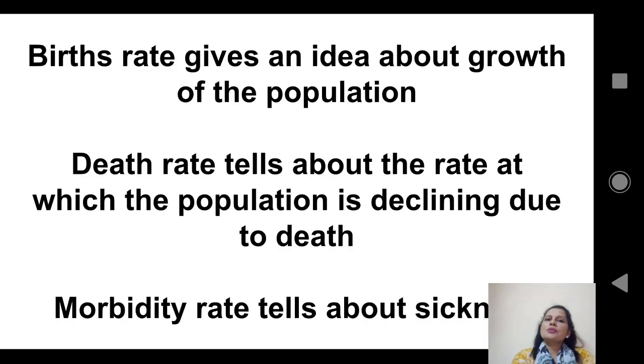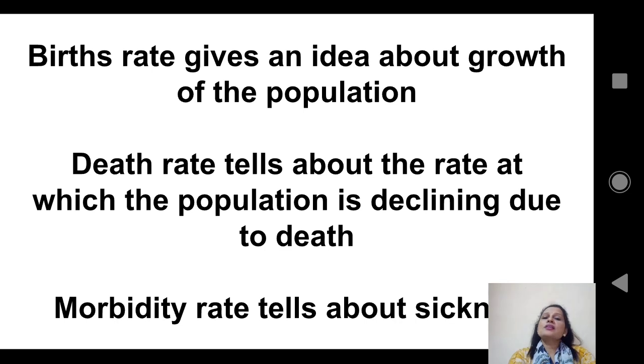Birth rate gives an idea about growth of the population, at what rate the population is increasing due to birth. Death rate tells about the rate at which the population is declining due to death. Morbidity rate tells about sickness. That is, how many people are suffering from a particular disease, what is the leading cause of death in the community, how fatal are the different diseases, etc.